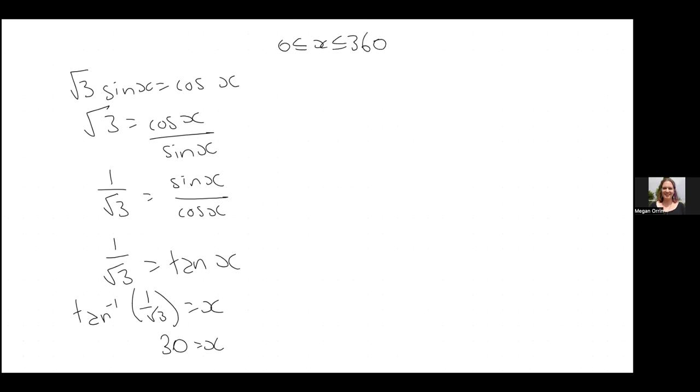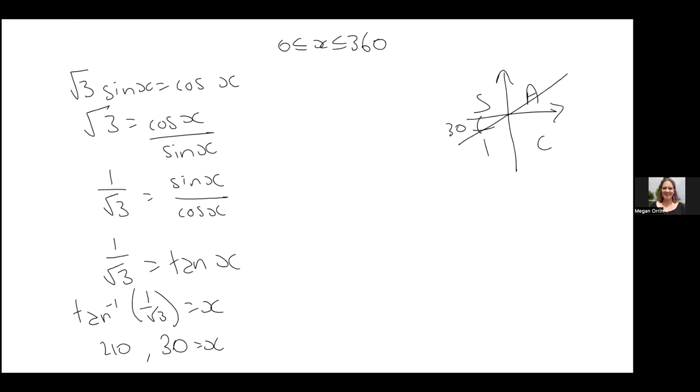So let's have a look at our CAST diagram. If I've got 30 here, what other quadrant am I allowed to be in? T. So that means this is my 30. What's the other version I'm allowed to have? 210. I'm going to add 30 to 180. So these are my two solutions.